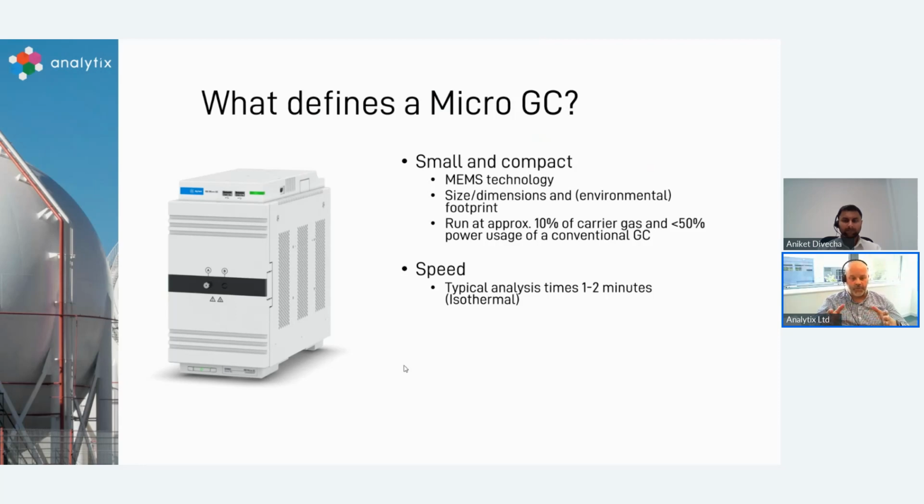Also, due to the fact that we're using much smaller components in here and smaller columns, which I'll come to later, we are not taking as much sample, we don't need as much time inside the GC, and everything is much smaller in terms of the path. So speed is a really, really important factor of what a Micro GC can offer to a laboratory.